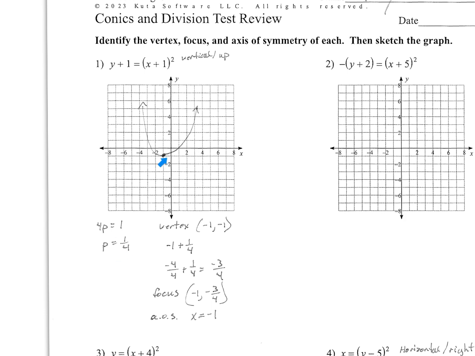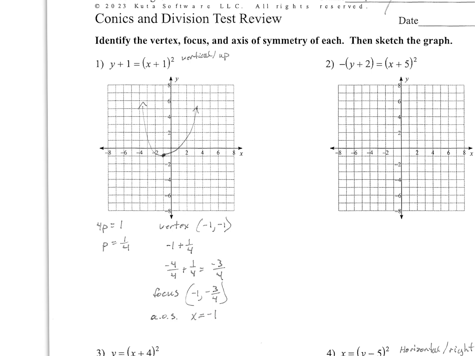Well, now from the vertex, you're going to need to go up 1/4. Or we simply take the -1 y value and we add 1/4 to that, and it's going to put us at -3/4. So the coordinates of the focus are -1 and then -3/4. And of course, the axis of symmetry is just the vertical line that goes right down the middle, and that's the vertical line x equals -1.